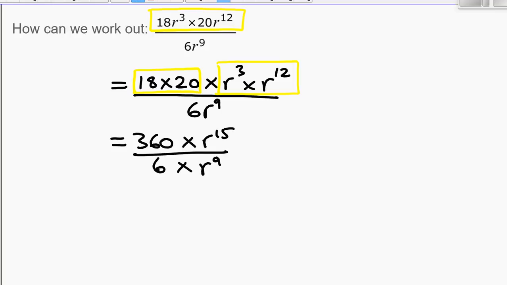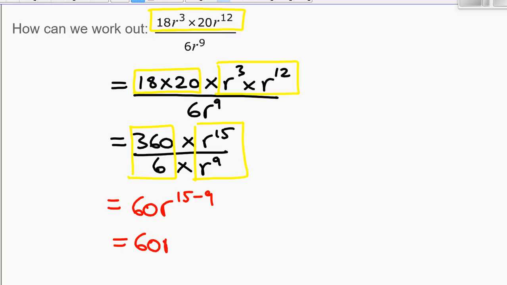Now that's when I will start focusing on these numbers and those by themselves. So what we'll end up with is 360 divided by 6, which will give us 60. And then because you're dividing these, we'll subtract the indices. So 15 minus 9, which will give us 60r to the power 6 as our final answer.